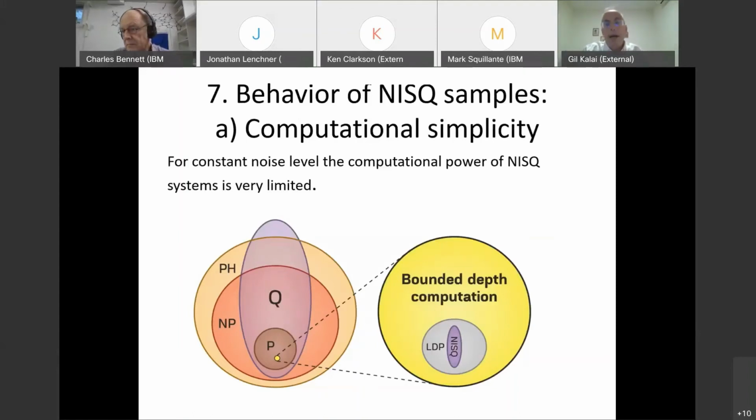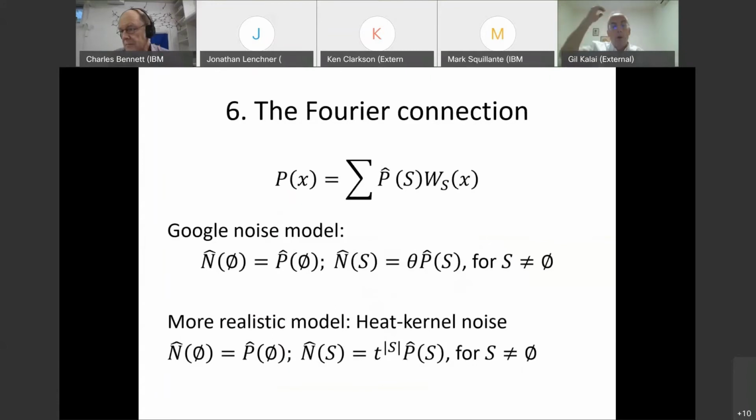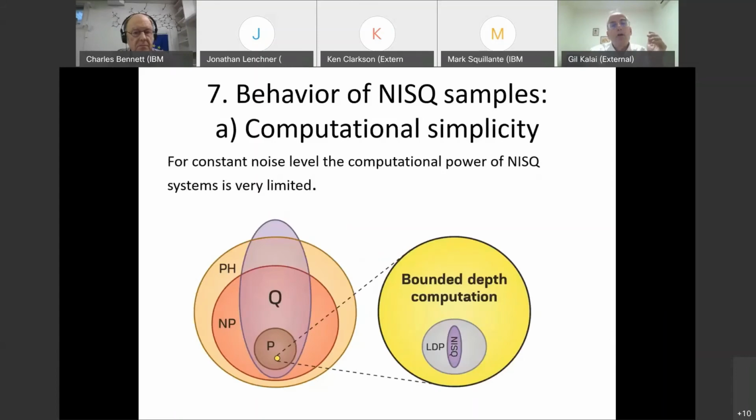Here the idea, which already goes back to my work with Gil Kalai, although in the setting of boson sampling or bosonic systems, is that the heat kernel noise is a proper way to model noise. And what do we gain from it on the behavior of samples for noisy intermediate scale quantum computers? So the first insight is computational simplicity. For constant noise level, the computational power of noisy intermediate scale quantum systems is very limited.